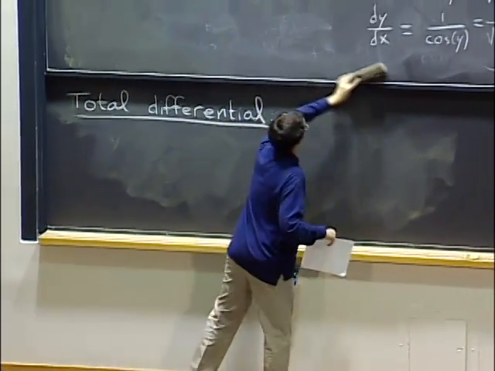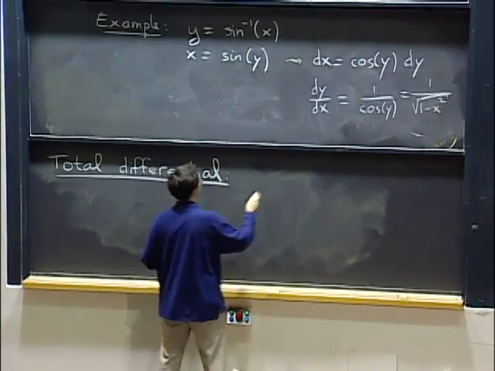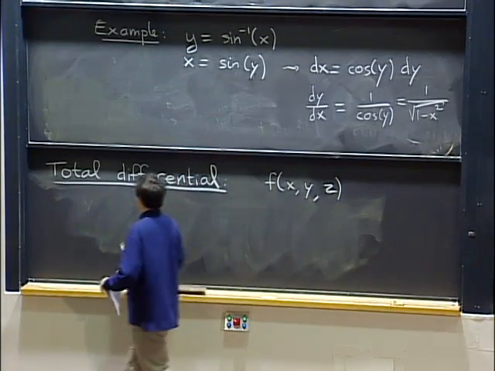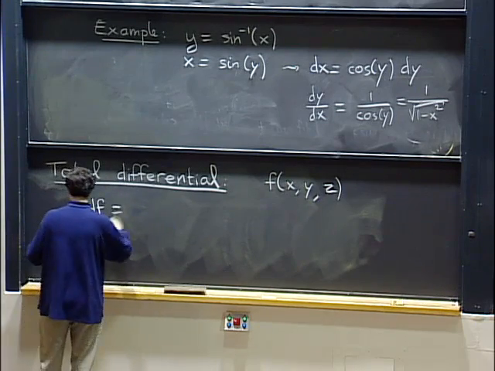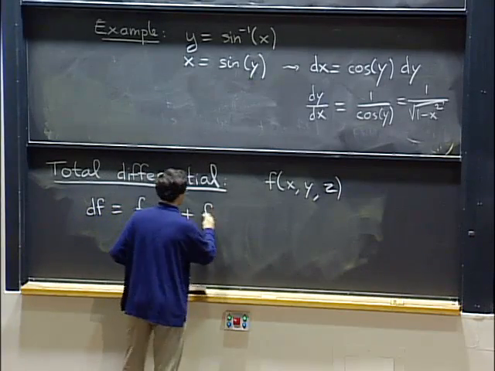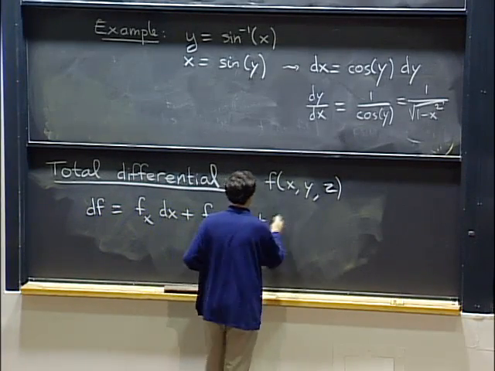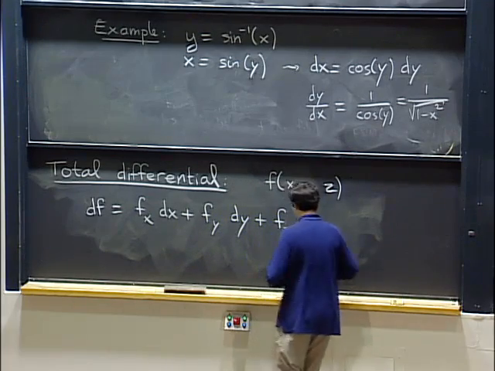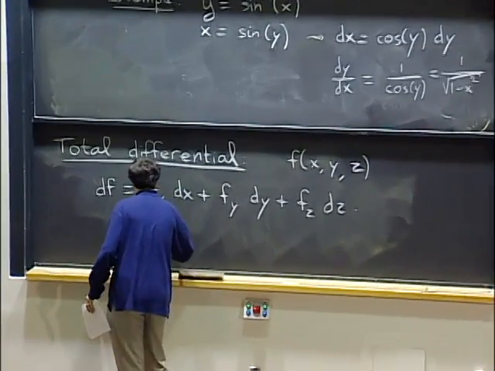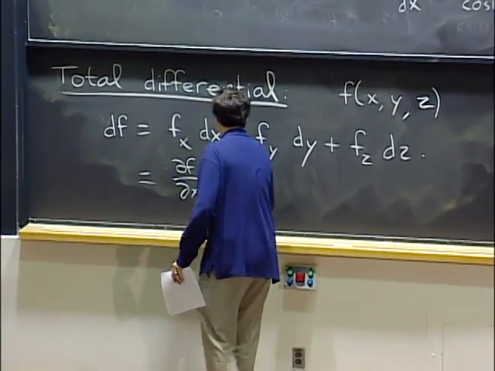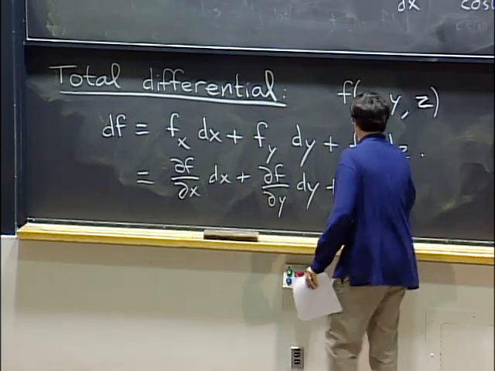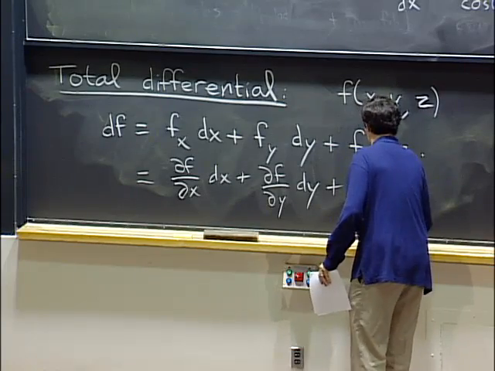So, namely, let's say that you have a function f, maybe of 3 variables x, y, z, then you will write df equals f sub x dx plus f sub y dy plus f sub z dz. Or maybe, just to remind you of the other notation, partial f partial x dx plus partial f partial y dy plus partial f over partial z dz.